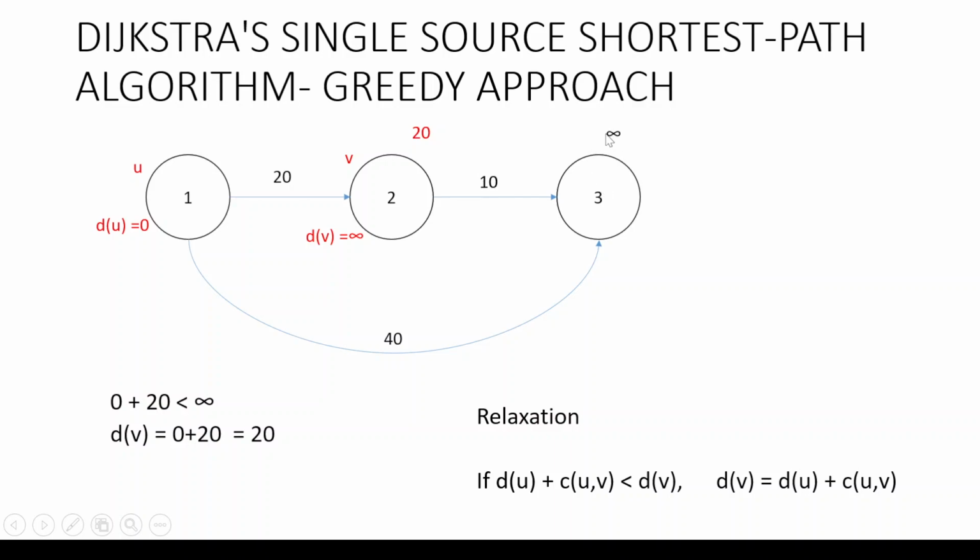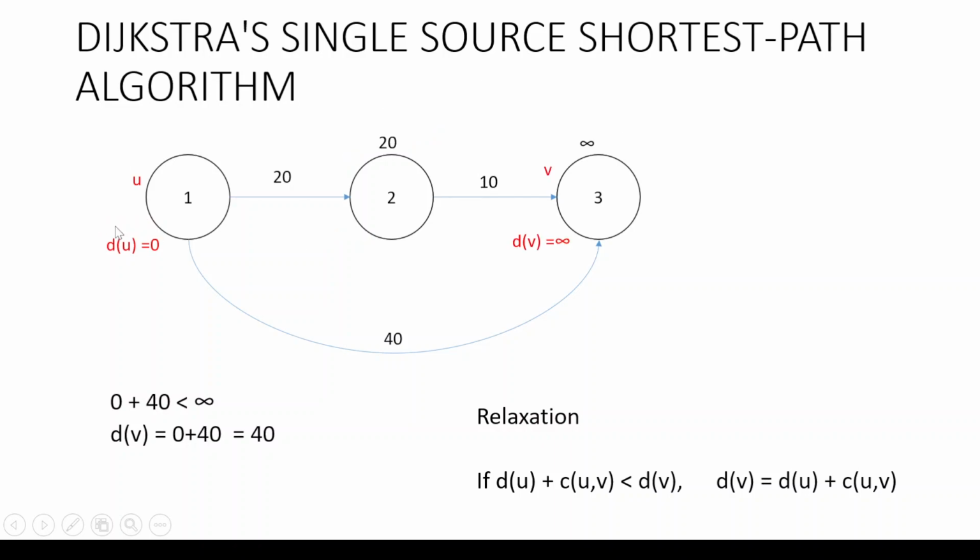As of now, when we are considering this particular edge, my U is 1, that is the source vertex, my V is 3, right? And D of V is infinity here, D of U is 0. Let us see that here. This is my U, this is my V, D of V is infinity, D of U is 0.